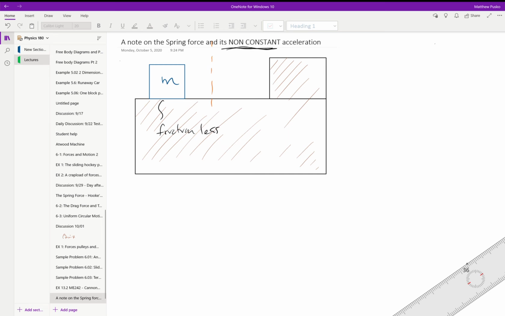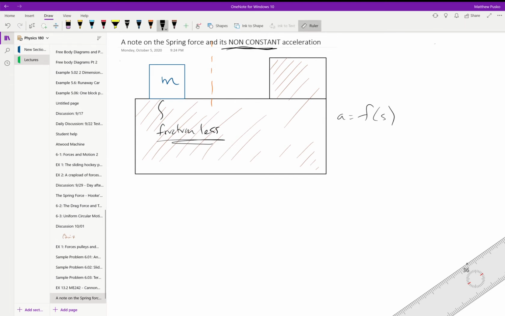I wanted to talk a little bit more about the spring force and specifically show you that it usually results in a non-constant acceleration. Our acceleration will be a function of position. What I have drawn here is just some horizontal surface on which a mass rests, and we're going to say it's frictionless. And I went ahead and drew an equilibrium line.